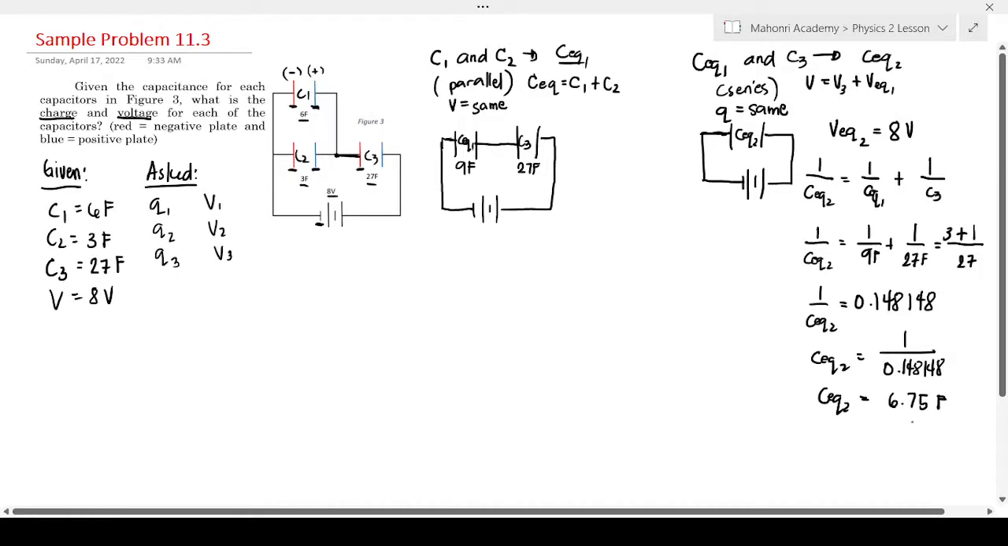So where do we use this? We can now use this to measure for the Q. And why do we need to measure for Q? Because for a series the Q is equal, so by measuring our Q we can get the Q for CEQ1 and our Q for C3. So we'll use this equation right here, which is C equals Q over V.